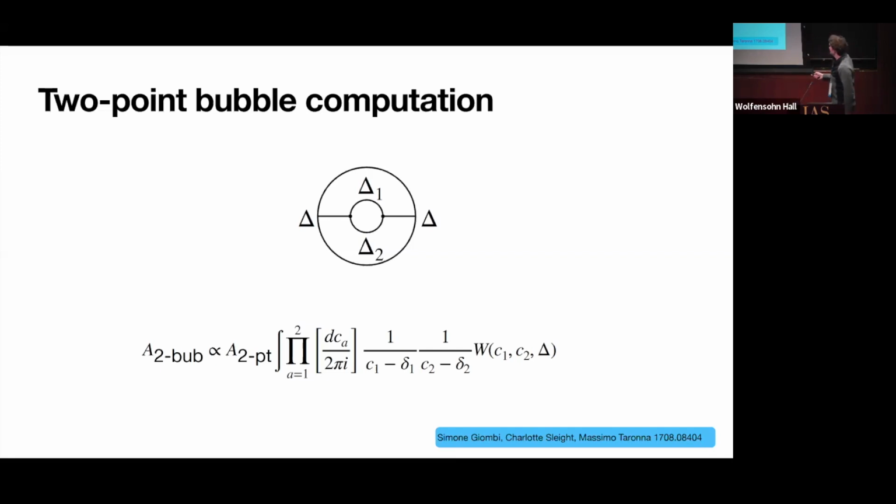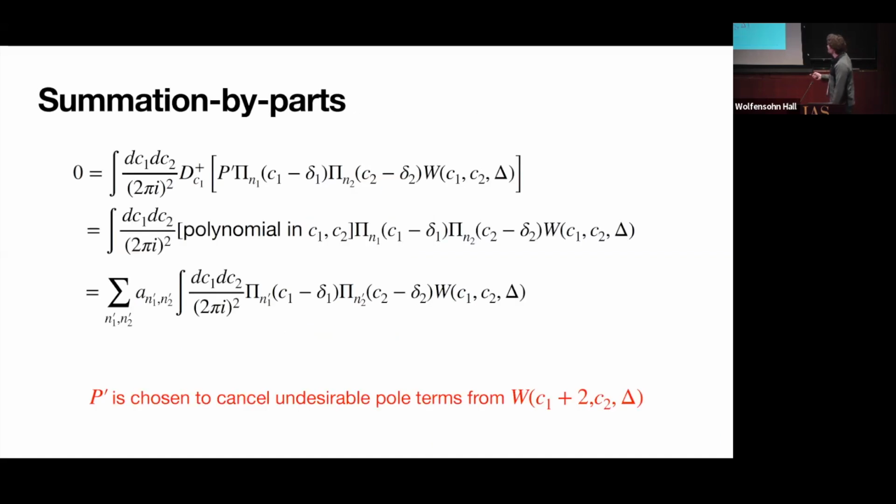And you repeat the same procedure. Now you have two integrals because you have two bulk edges. So you have this delta 1, delta 2, so you have 1 over C1, 1 over C2. And you find that the two-point bubble is proportional to the tree-level two-point bubble times this non-trivial function that you actually have to evaluate. So again, we repeat the summation by parts algorithm. I do a difference equation in C1. I have to insert this polynomial again to cancel undesirable pole terms that appear with W of C1 plus 2.